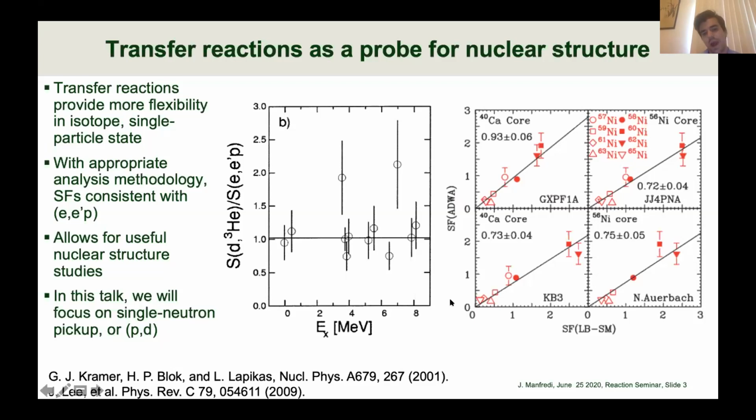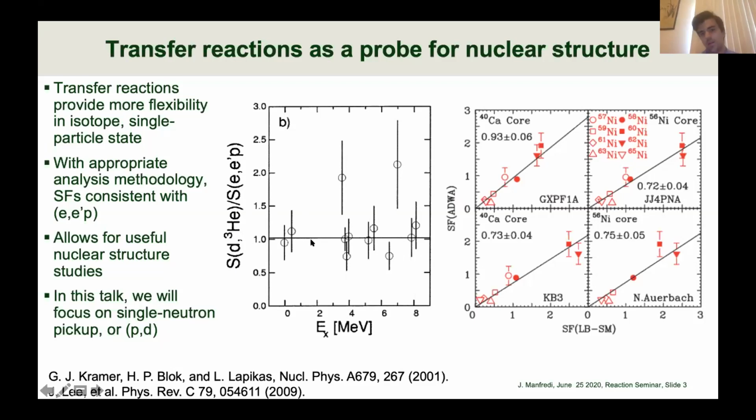So on the y-axis here, I should have mentioned that on this left plot, the x-axis is excitation energy. These are several different states in calcium, for which you can see the ratio of the d,helium-3 spectroscopic factors in the e,e'p are mostly around 1.